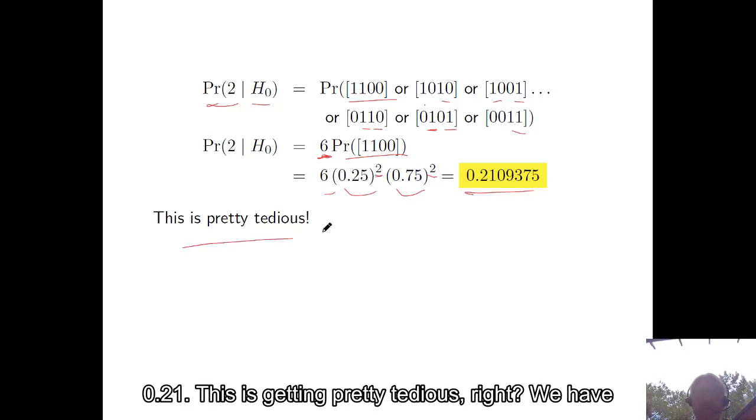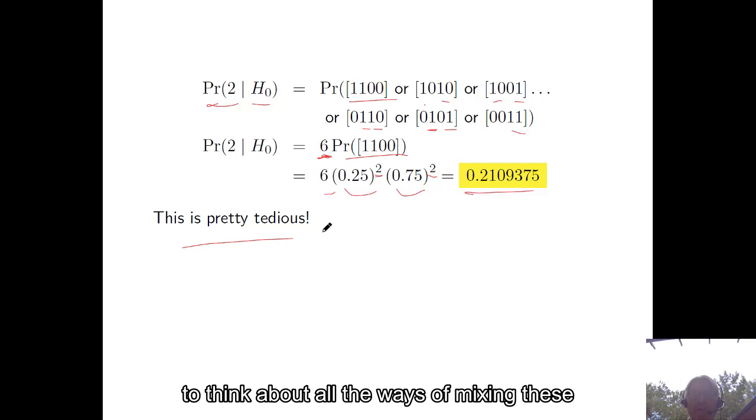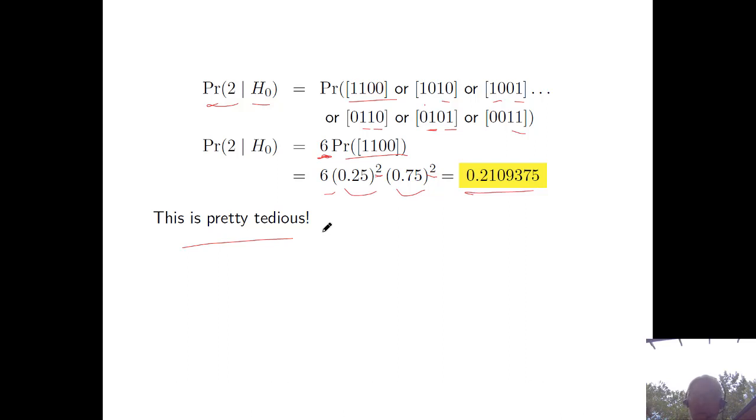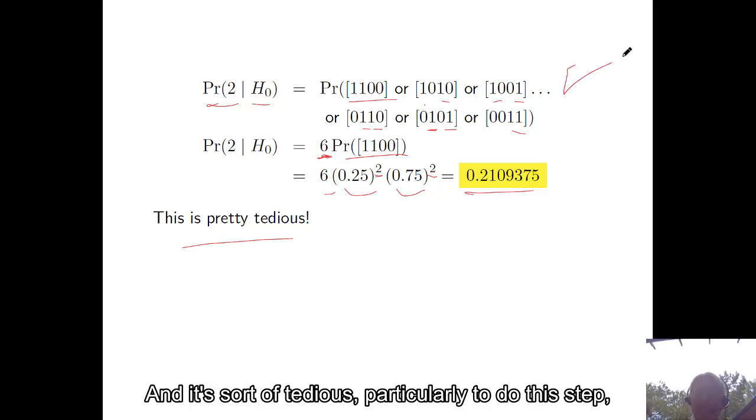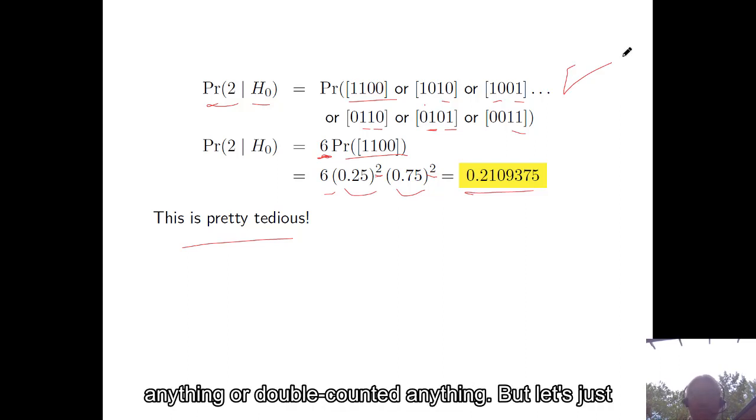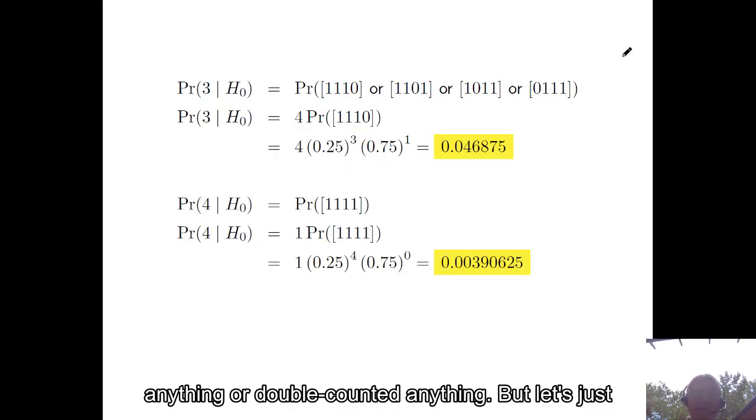This is getting pretty tedious, right? We have to think about all the ways of mixing these things and then calculate these probabilities. And it's sort of tedious, particularly to do this step, making sure that we haven't missed anything or double counted anything. But let's just continue here.